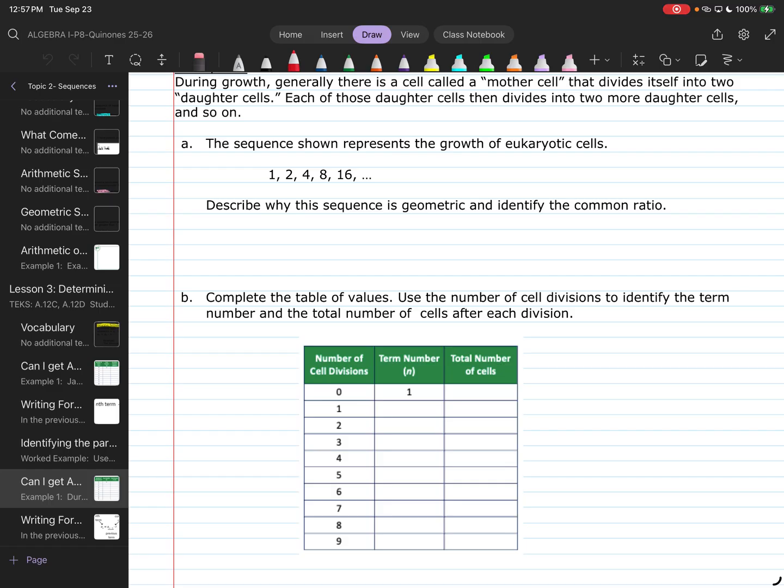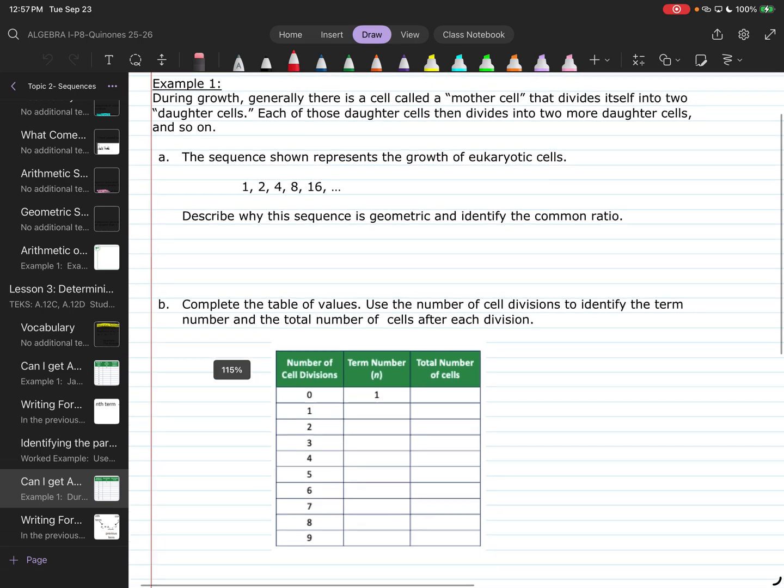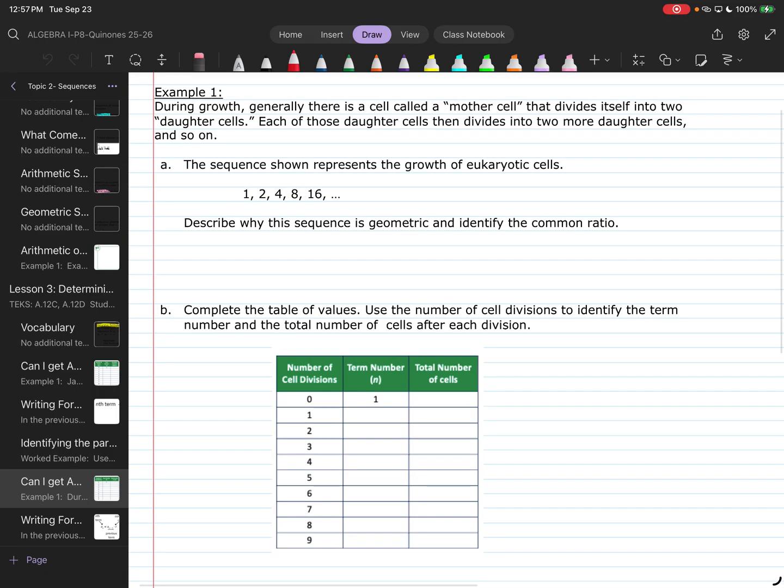Here's your task. I want you to tell me why this is a geometric sequence, identify the common ratio, and then I would like for you and your group to complete this table together, right? If there is 0 cell divisions, how many cells are there? That's rhetorical, but that's for you and your group to decide. I'm going to give you and your group 6 minutes for this. I'll be walking around starting now.